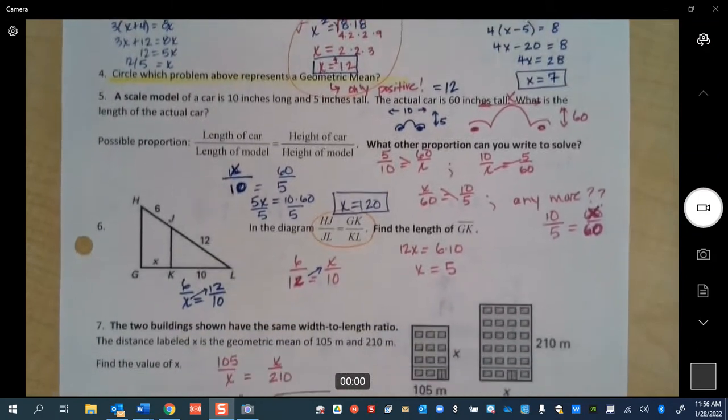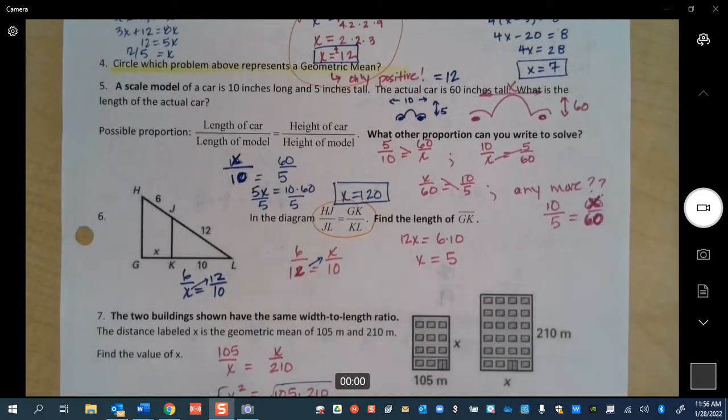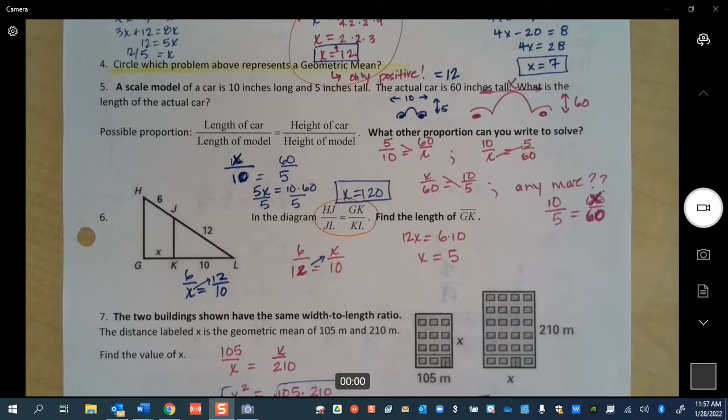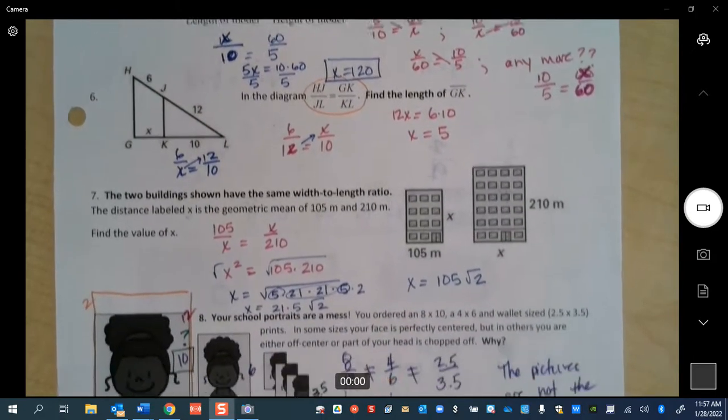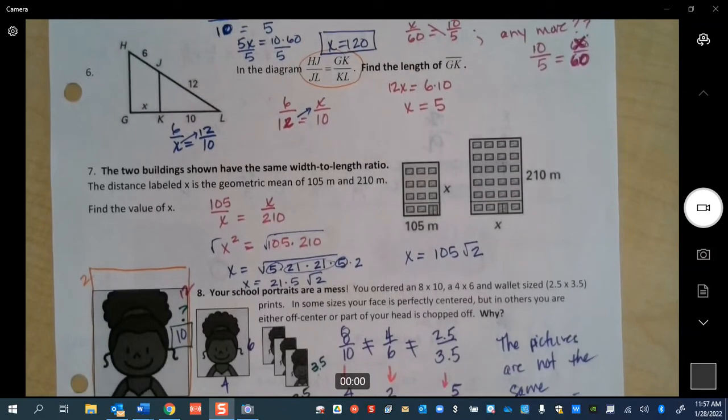Now the key that you have is a little bit different from mine, just because that's Mr. Logan's key. He made extra copies, so I took them. If you need help with the conversations about setting up the ratios or solving them, please let me know. This problem here with the buildings ends up being a geometric mean problem because the height of the building is the same as the width of the second one, and I do end up simplifying those radicals.